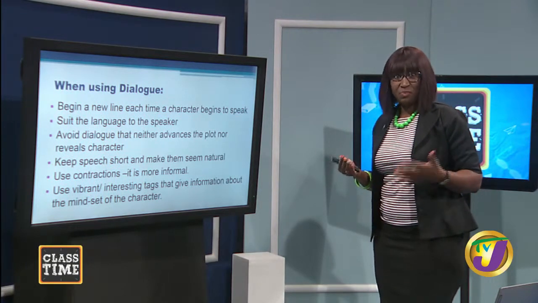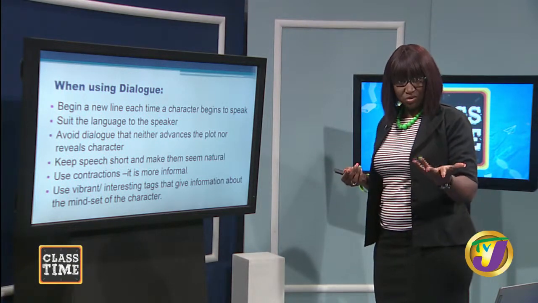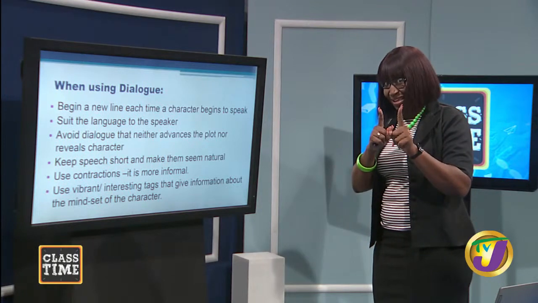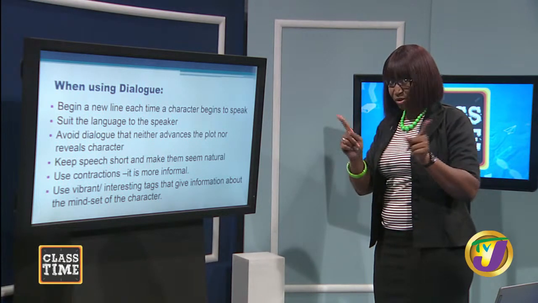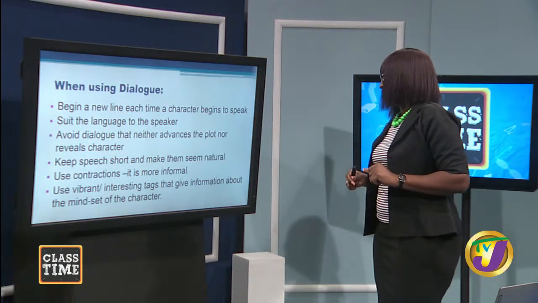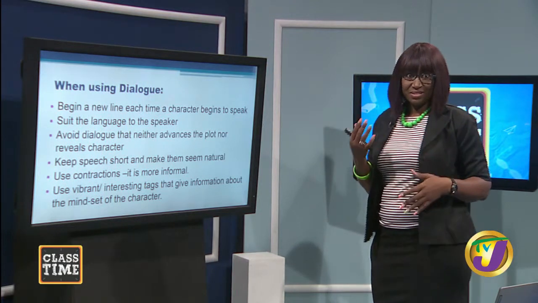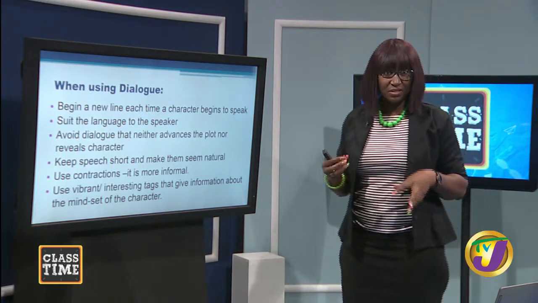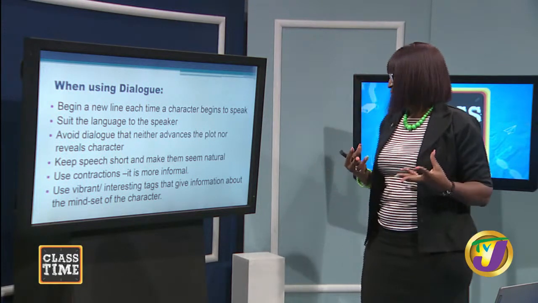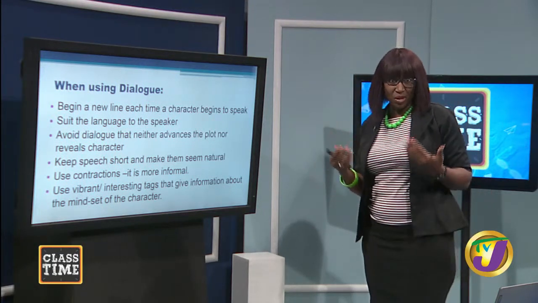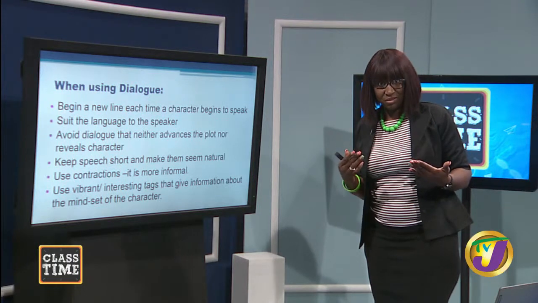And use contractions. People use contractions when they talk, so you can use contractions in the dialogue. In the dialogue, not in the story body. And then, of course, you're going to use vibrant and interesting tags. So little catchphrases, little something to just spice it up a bit. And that will tell us more about the mindset of your character.